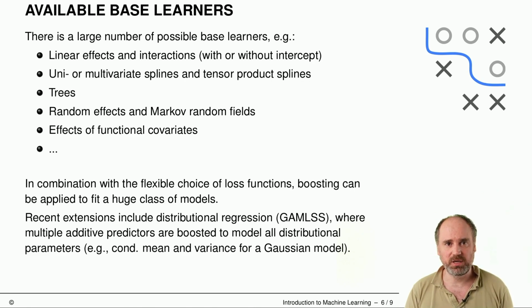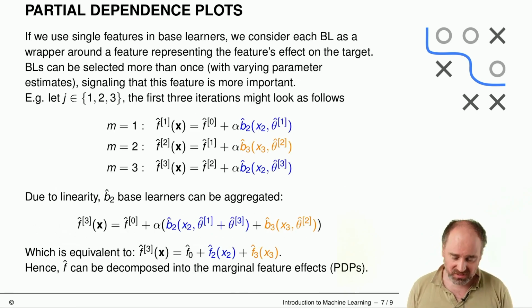Because of this, we can boost a huge class of different models and handle a lot of different data scenarios. We can even do extensions to handle distributional regression, so GAMLSS models, where LSS stands for location, scale, and shape. We can have individual functions for different parameters of our posterior distribution. For example, we can model the conditional mean and the conditional variance of a Gaussian model individually, and then boost components into these two things in one joint framework.